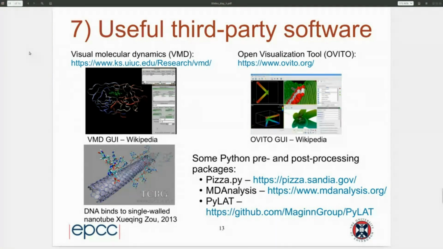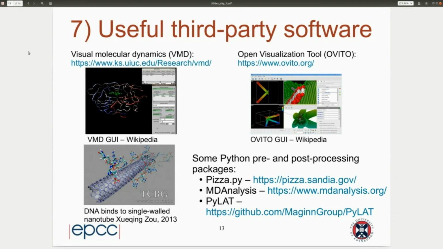Then I've also added here a couple of links to some Python packages which can help you with pre-processing or post-processing for LAMMPS. So by pre-processing, I mean what if you need to set up your simulation? These will help you get your simulation ready to run, as in set your particle positions, set your velocities, things like that. They can also help with post-processing. So if you're trying to get some specific information out of your simulations, you can run those to help extract that information.